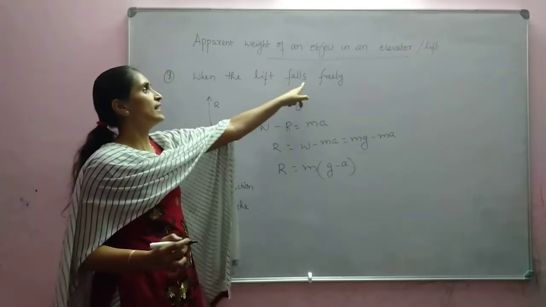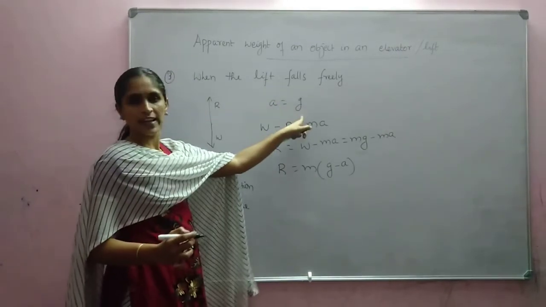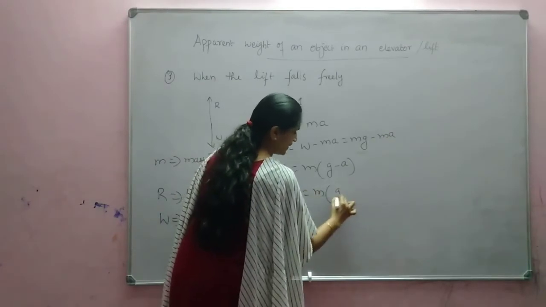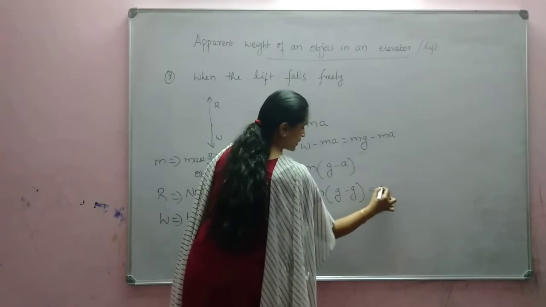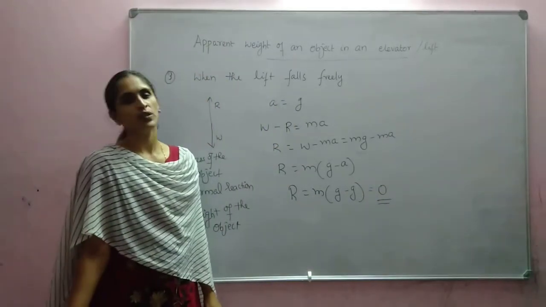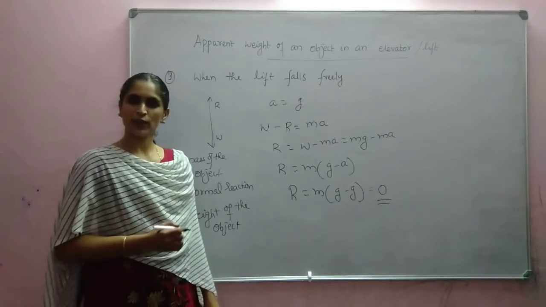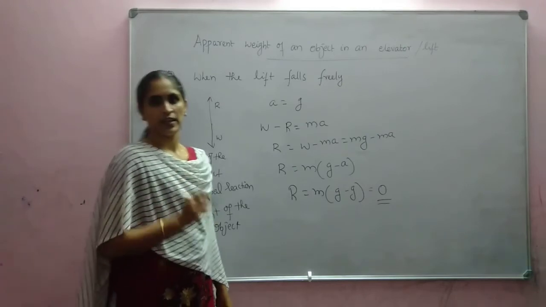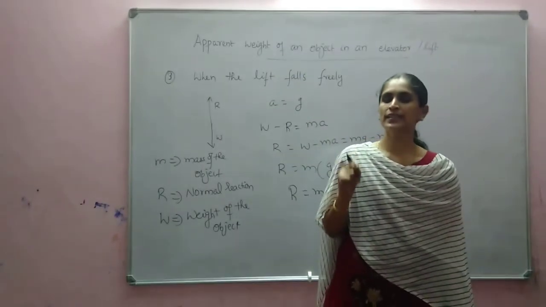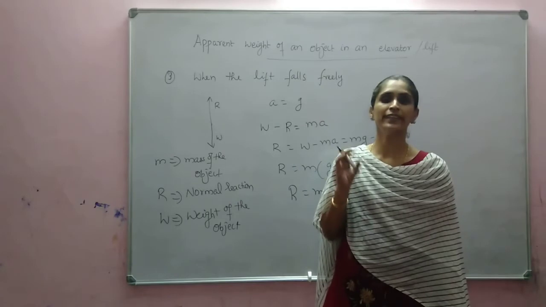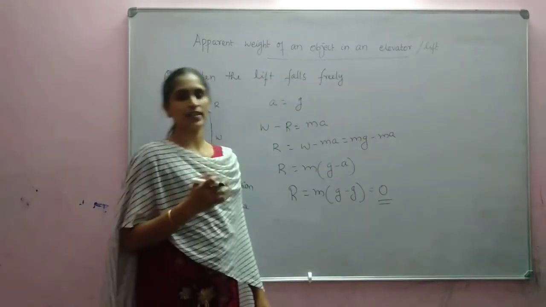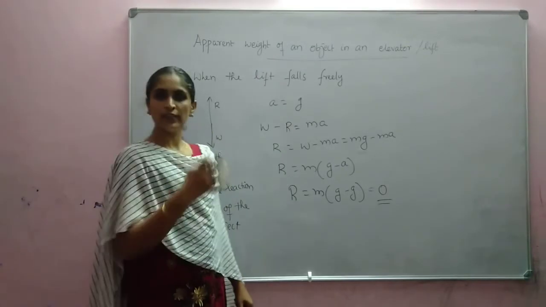Since the lift falls freely, we can write a is equal to g. So R is equal to m into g minus g. What happens? 0. So the apparent weight is equal to 0. This situation is known as weightlessness. If the apparent weight of an object is 0, that situation we call weightlessness. Is it clear? So this is the next case.